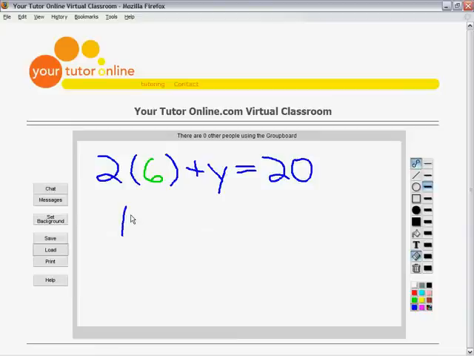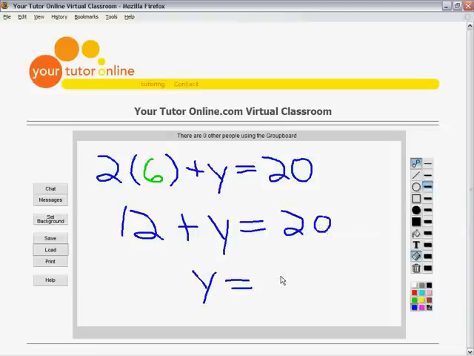2 times 6 is 12. Plus y is equal to 20. Take away 12 from both sides and we're left with y is equal to 8. Now we have both answers to our system of equations. X is equal to 6, y is equal to 8.